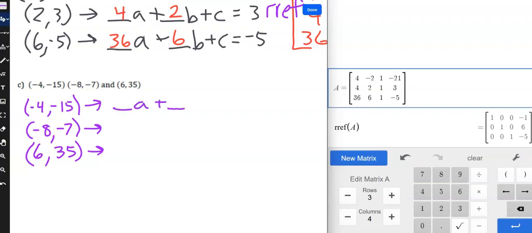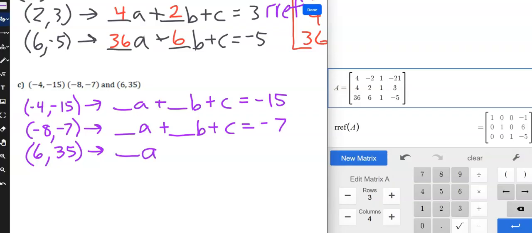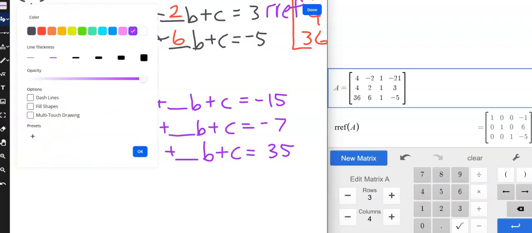Something times A plus something times B plus C equals negative 15. Something times A plus something times B plus C equals negative 7. Something times A plus something times B plus C equals 35. Okay.